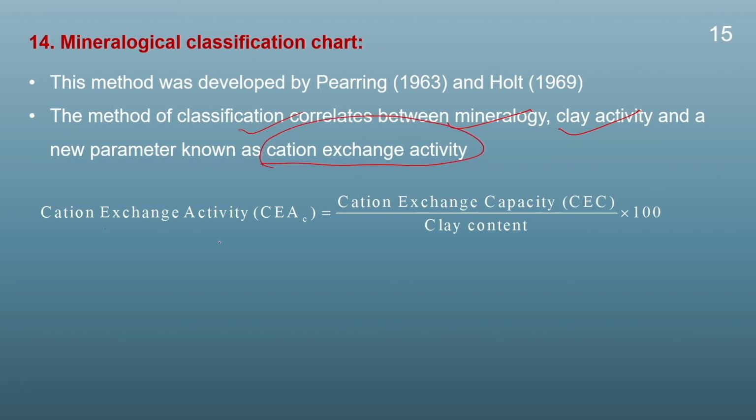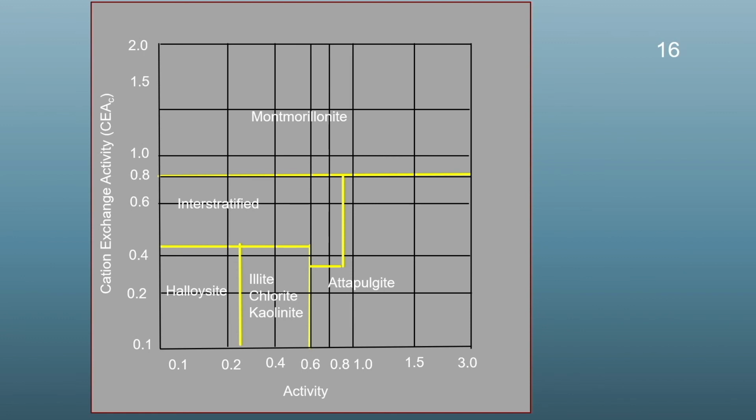The cation exchange activity of a soil can be defined as the cation exchange capacity divided by the clay content, multiplied by 100. So, this is a new terminology used to classify the soil in this method, that is, the cation exchange activity. Here we can see that based on the cation exchange activity and activity of the soil, the different minerals present in the soil are determined using this technique.